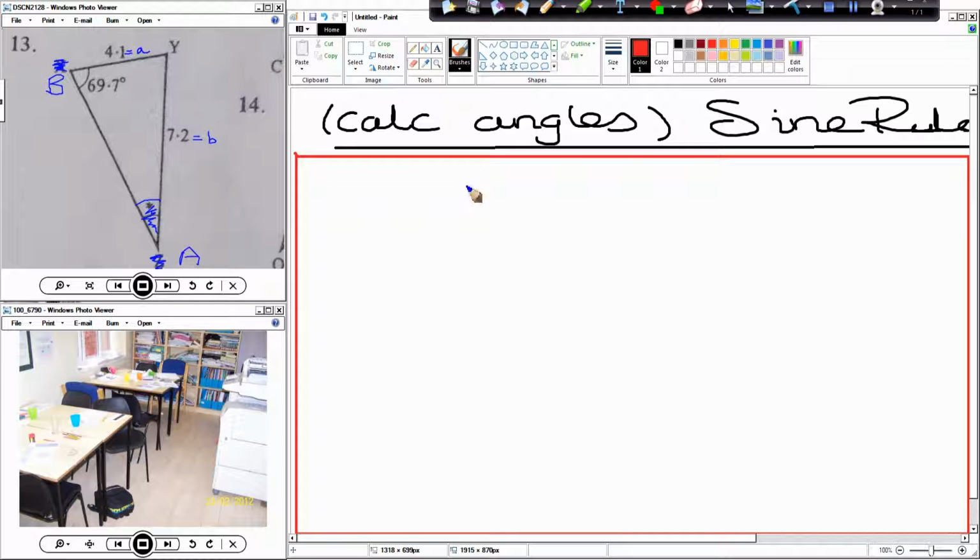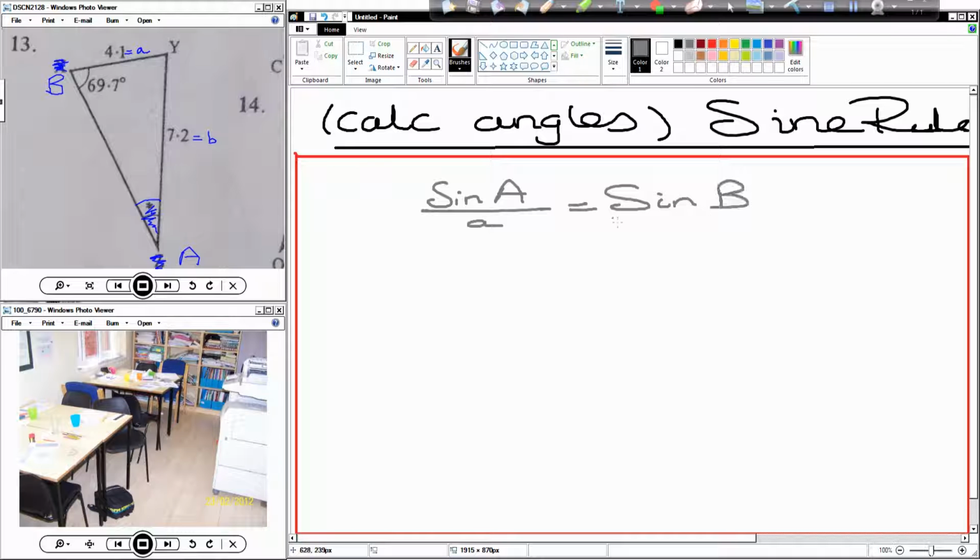Okay? Now what do we say? When we're working out an angle, we write the sine rule upside down. So, let's do that now. We write down sine of A over little a is equal to sine of B over little b.